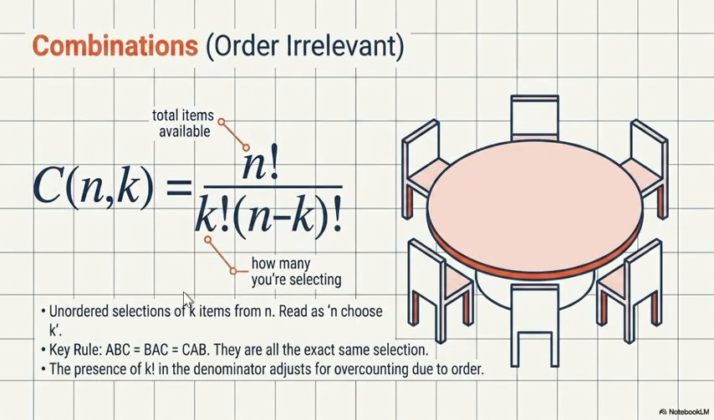Moving forward, combination. It is an unordered selection of k items from n, and the formula is n factorial divided by k factorial times (n minus k) factorial. We can also read it as n choose k. In this, order does not matter, so ABC equals BAC, BAC equals CAB, and all are the same selection.